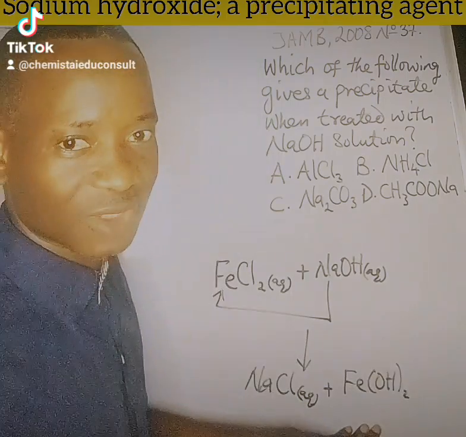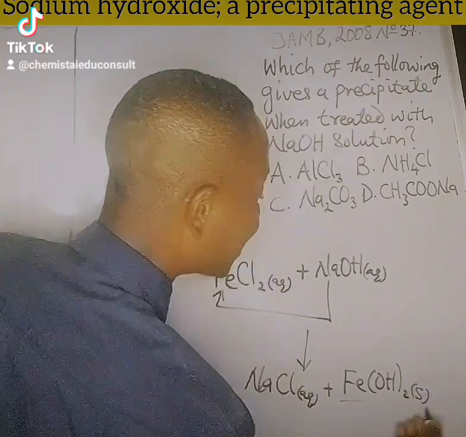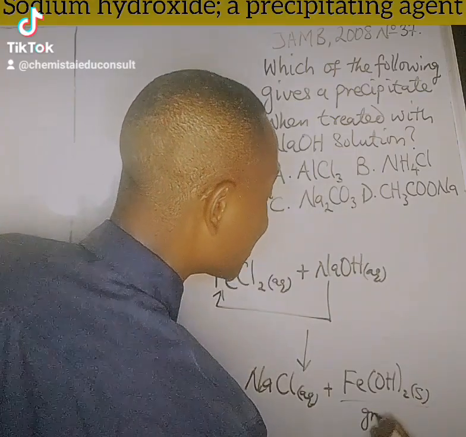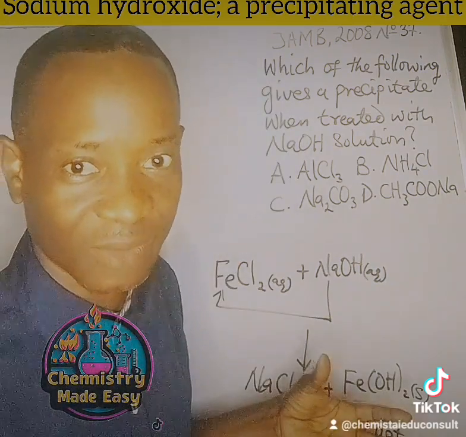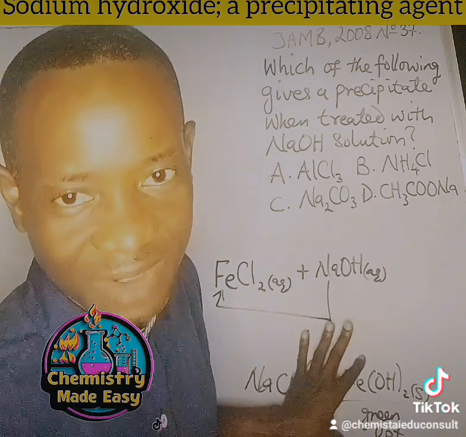This iron(II) hydroxide is a solid, and it appears as a green precipitate. So whenever you see a green precipitate, you now suspect that iron(II) ion is present.